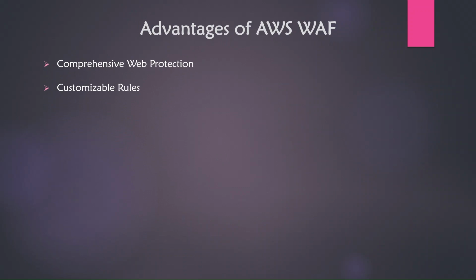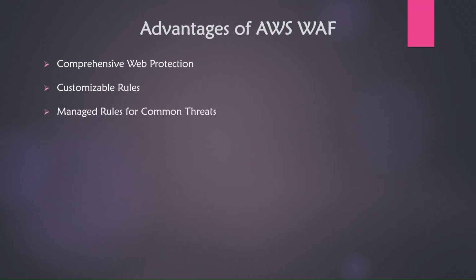Customizable rules. Create rules tailored to your application to filter traffic based on IP addresses, HTTP headers, query strings, etc. For example, if your application is only meant for users in a specific country, you can create a rule to block requests originating from IP addresses outside the country.